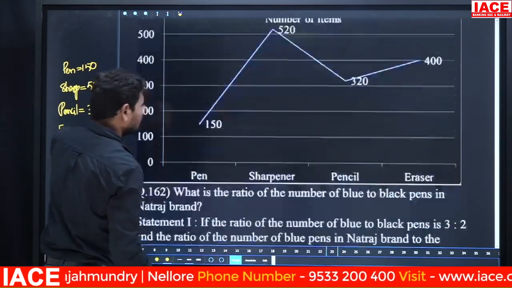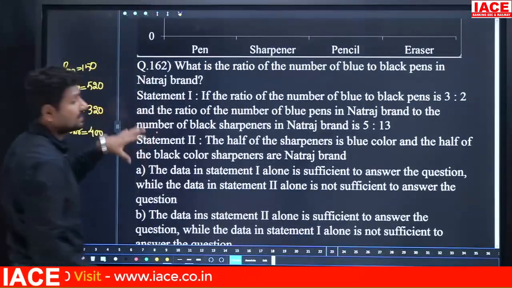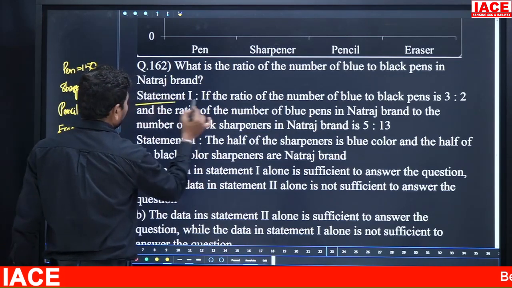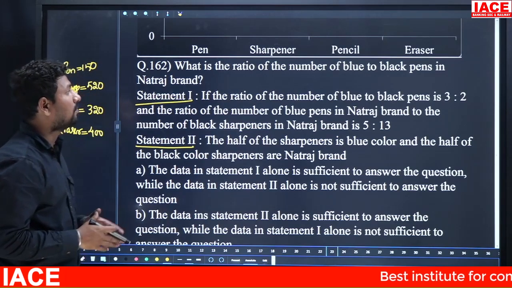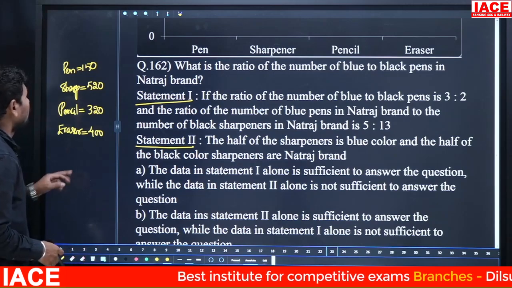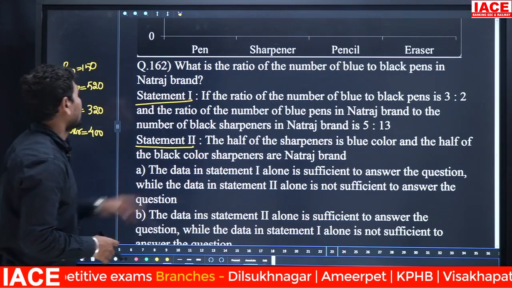Now look at the question. For this DI, it is a statement based question. Look at statement 1 and statement 2. What is the ratio of number of blue to black pens in a Nataraj brand? In Nataraj brand, blue to black pens is required. Look at statement 1.